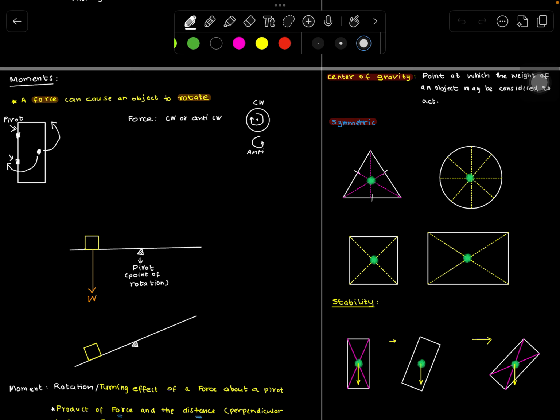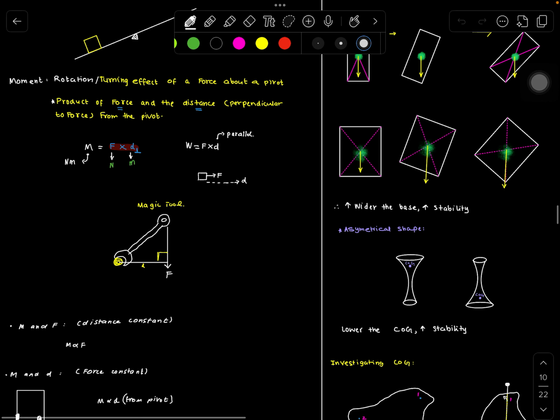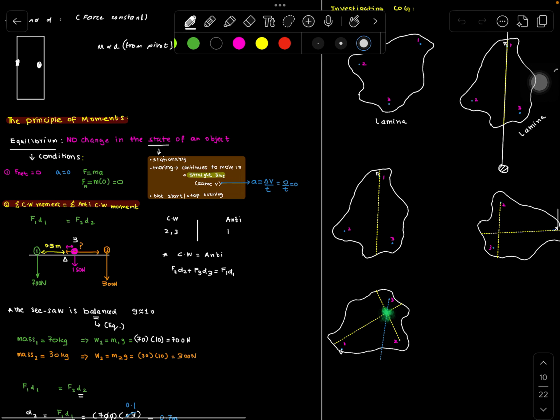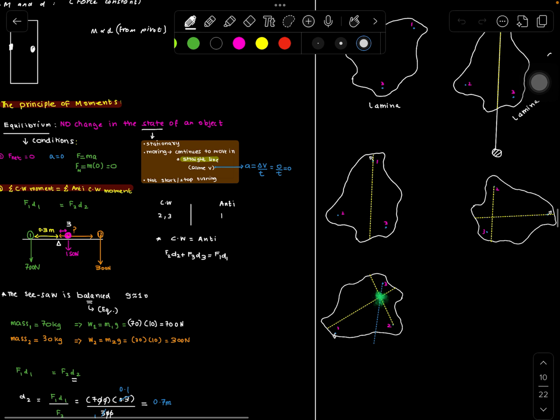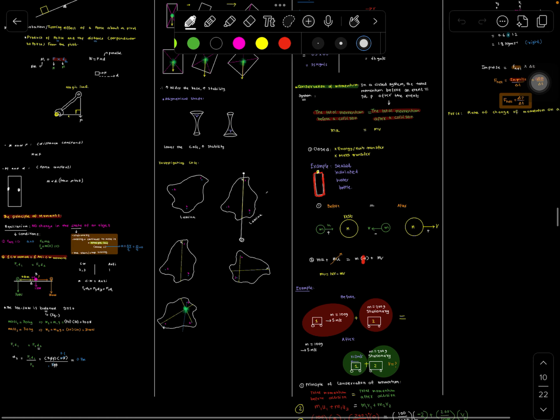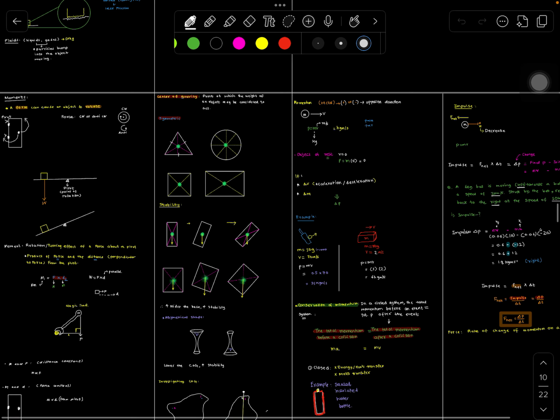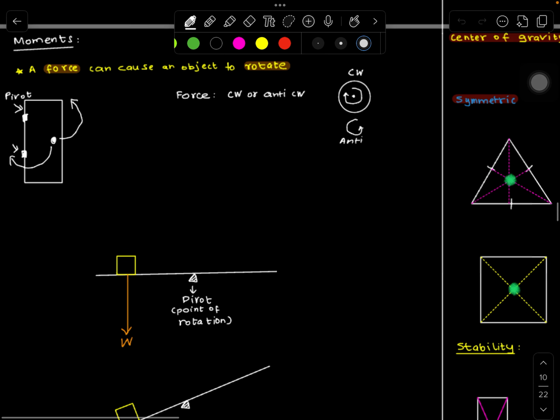Today we're going to go over the concept of moments, center of gravity, turning effects, law of conservation of moments, or the principle of moments. We'll do some quick lecture notes first, and then we'll move on to past paper questions. Hoping to cover this section within about 30 minutes.